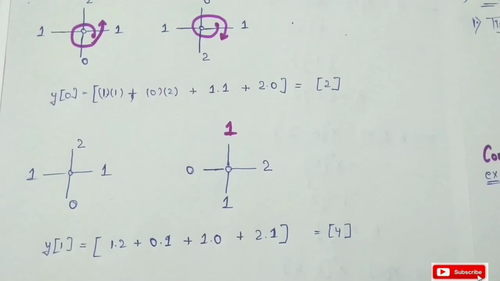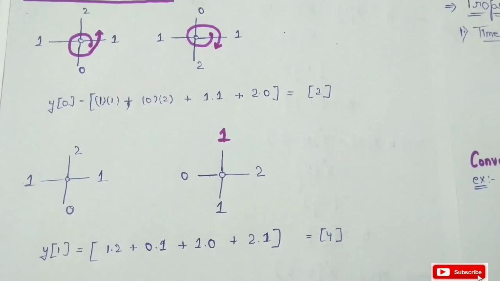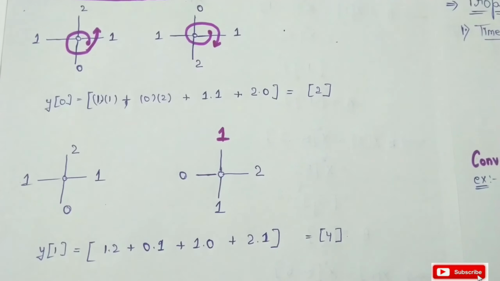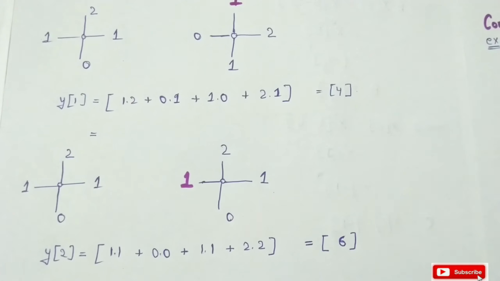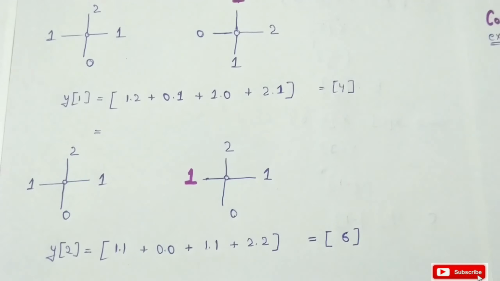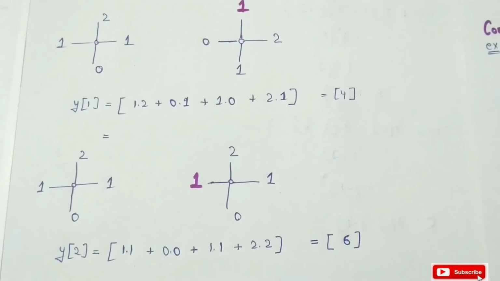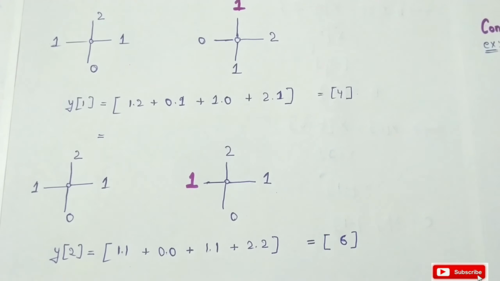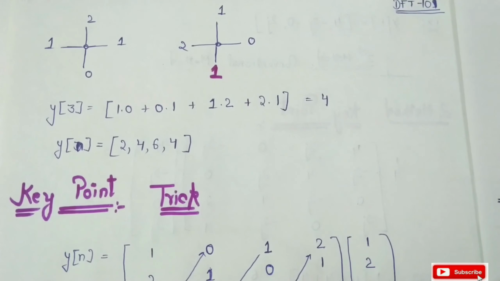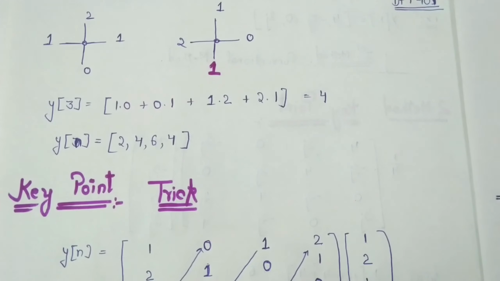Then we multiply for y of 1 in the same manner as we multiply for y of 0. So y of 1 is 4. And for y of 2, we again shift the right side value by 1 amount in a clockwise manner and the left side value is the same. Then we multiply and we get y of 2 as 6. Then we do the same for y of 3. So y of n is 2, 4, 6 and 4.